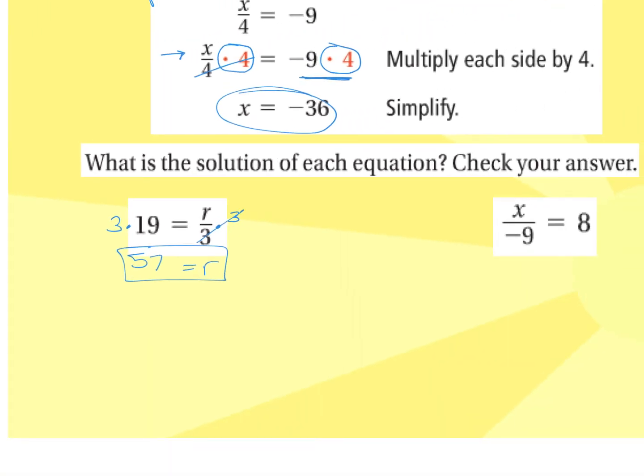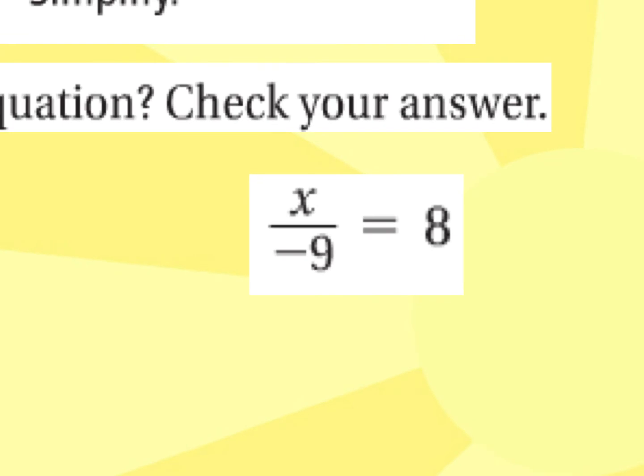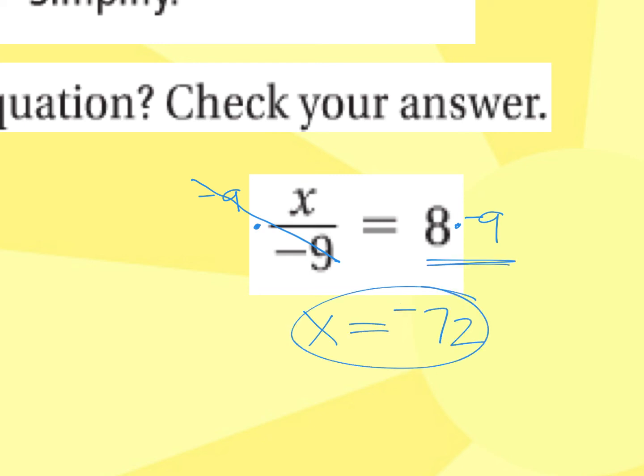Let's take a look at one more. Over here, I've got x divided by negative 9. So the opposite of divided by negative 9 is going to be times negative 9. We'll do that on both sides. So what's going to happen is on the left-hand side, my negative 9's cancel out. X comes down, and I'm doing 8 times negative 9. That's negative 72.